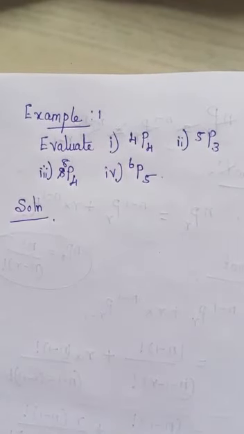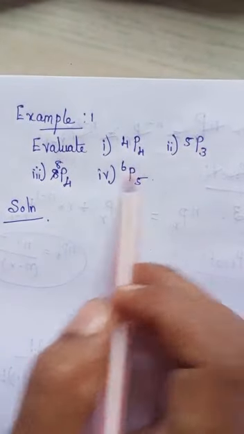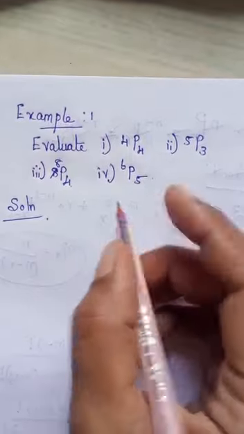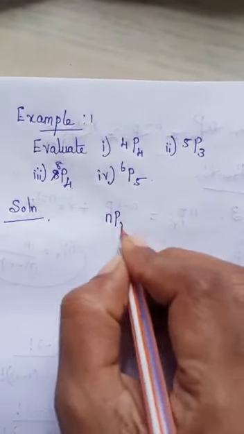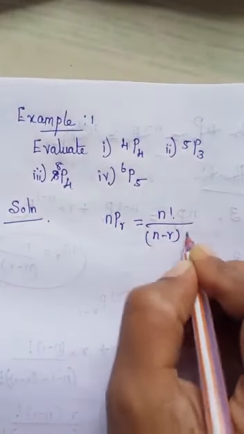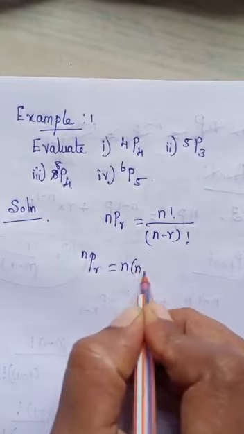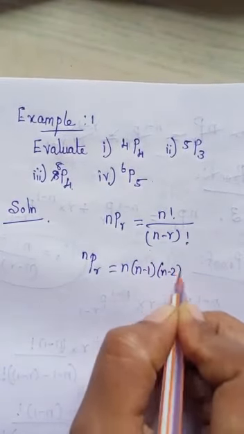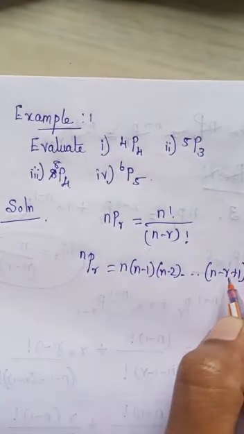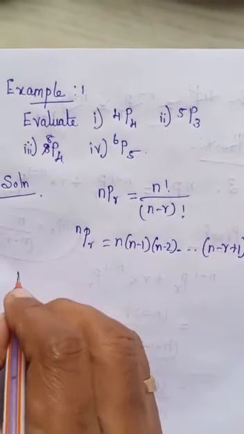Now shall we move to the problems? See, example 1: evaluate 4P4, 5P3, 8P4, 6P5. You have two methods. Either you can use the formula nPr equal to n factorial by (n minus r) factorial, or nPr is equal to n into (n minus 1) into (n minus 2) etc., up to (n minus r plus 1). Any one formula you can use. See, the shortcut method also I will tell you.